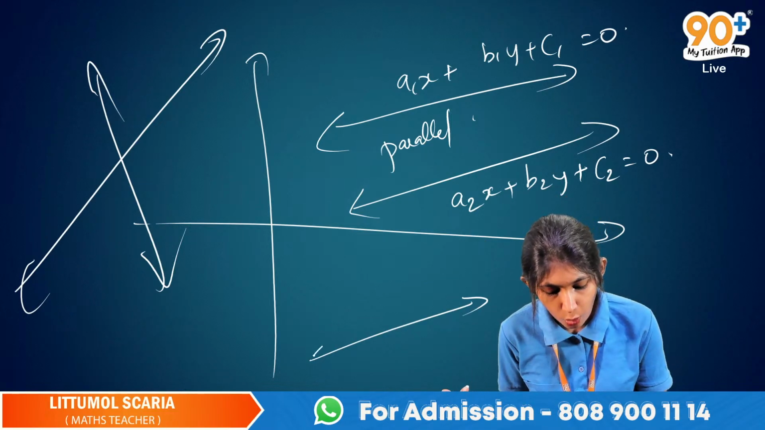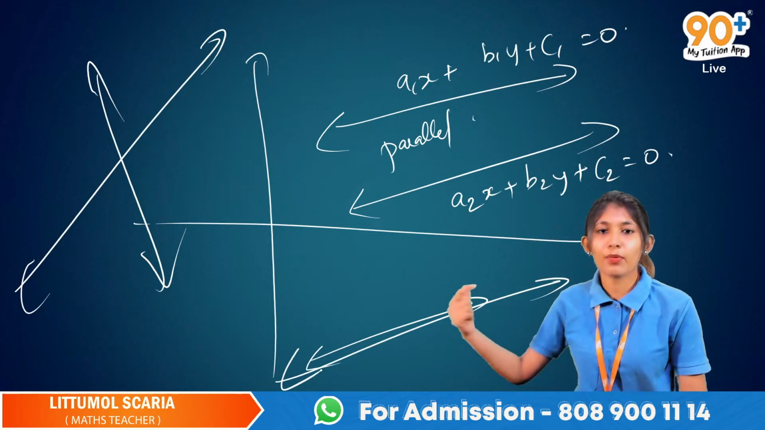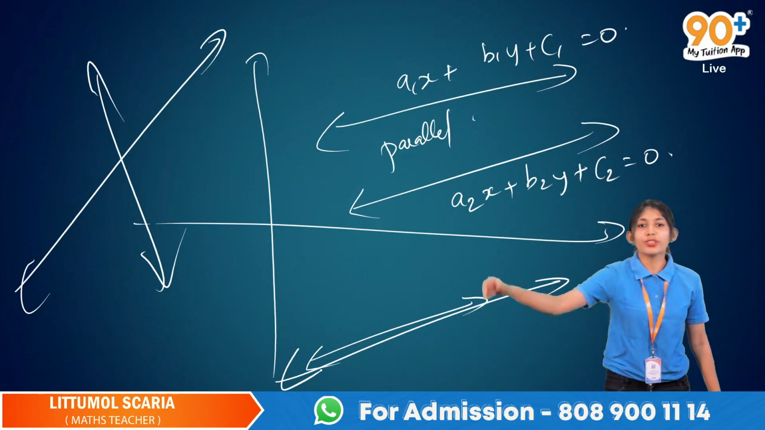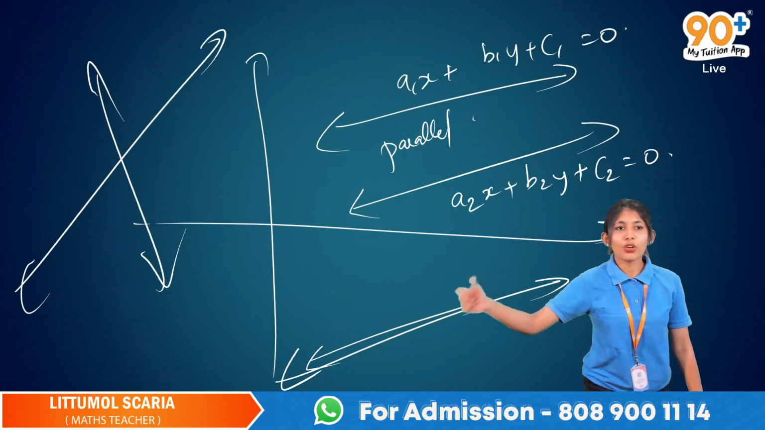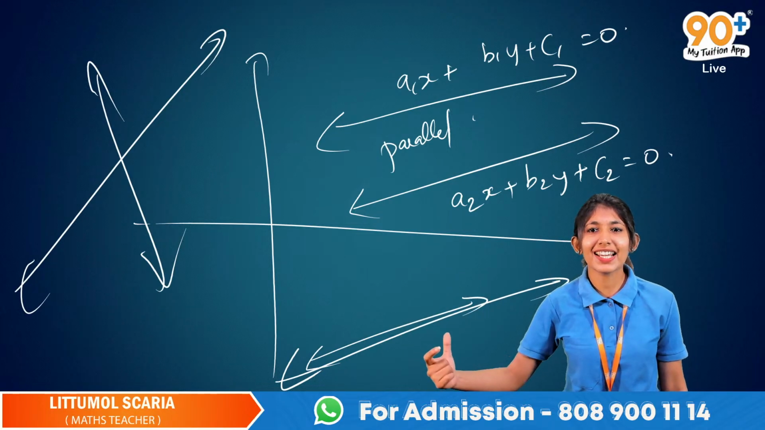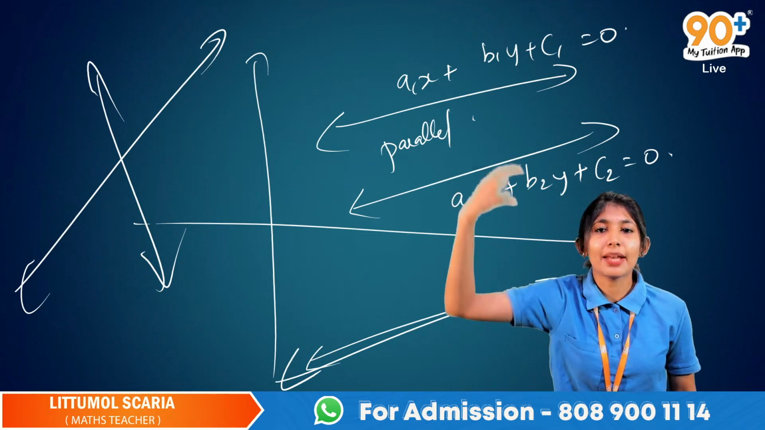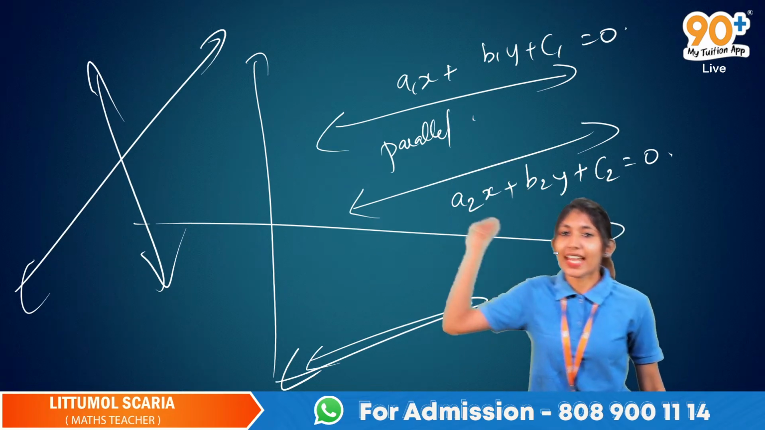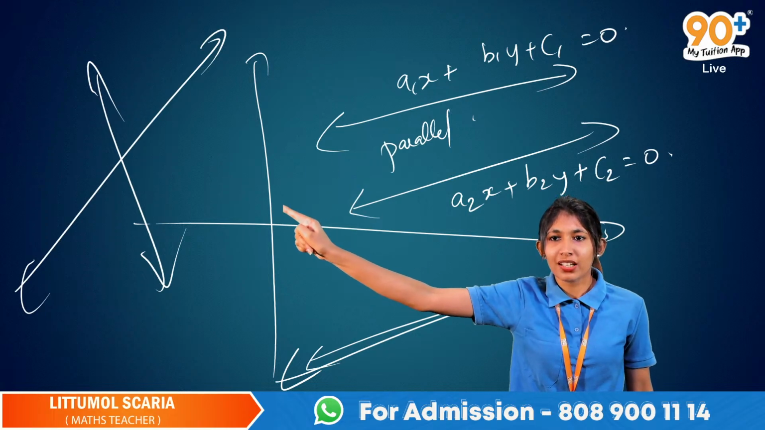They can coincide. ഫസ്റ്റ് ലൈനിന്റെ മുകളിൽ കൂടെ തന്നെ സെക്കൻഡ് ലൈനും വരുന്നു. They both coincide. These are the only possible cases. വേറെ എന്തെങ്കിലും കേസ് ഉണ്ടോ? Either the two lines can be parallel to each other or they can intersect at a point.